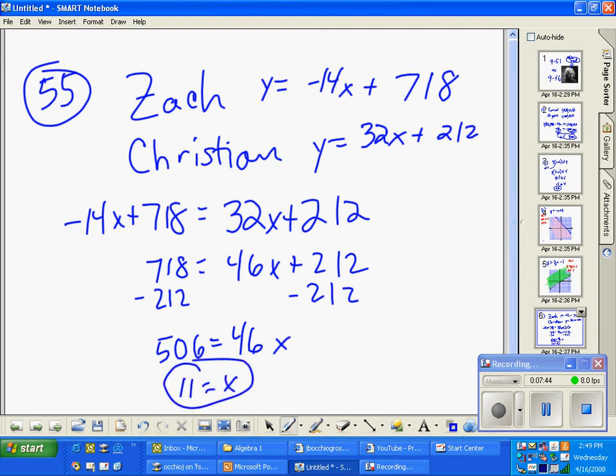Now that tells you x is the number of months, and that's what they ask. They actually say, when will they have the same amount of money? It's 11 months. If we needed to know how much money they will have, we'd put 11 back in for x, and we'd find the total amount of money they have. Okay? Out of curiosity, let me just calculate that. 32 times 11 plus 212 is 564.